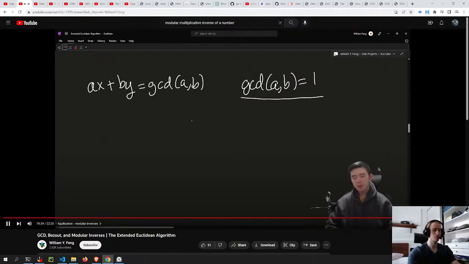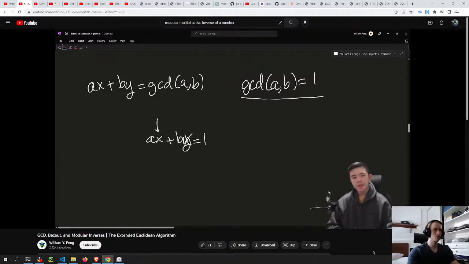So how is this useful? We're going to be employing a thing called modular arithmetic. Maybe I should have done this in the definitions as well, but what we basically want is a solution to the equation ax plus by equals 1. We're really going to be solving for x here. We don't really care about y, because what we want is a solution to the equivalence ax is equivalent to 1 mod b.